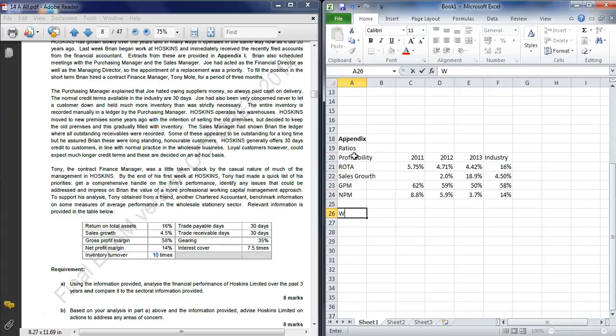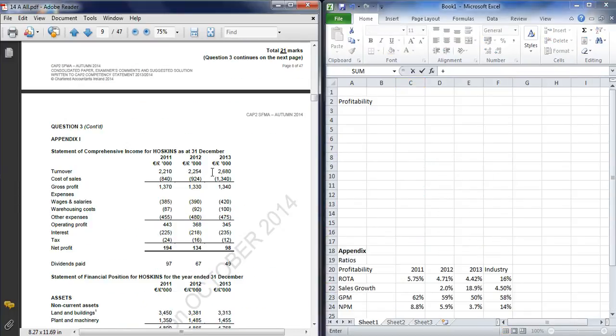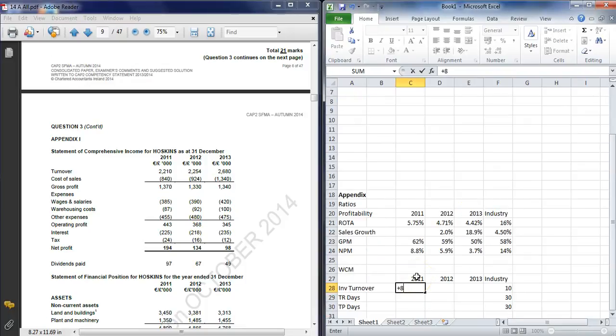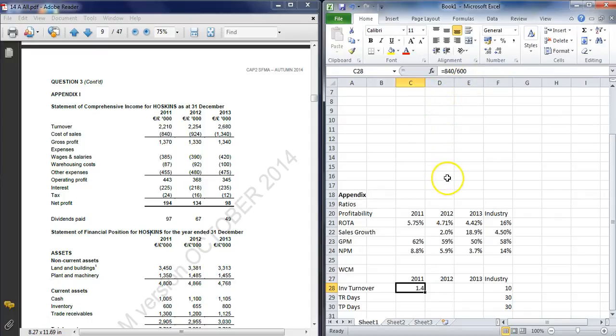The next one we'll call working capital management. So we have inventory turnover, trade receivable days, trade payable days. So we have the 3 years. Just copy this down. So this is a good practice in terms of 1, your calcs, but also 2, your interpretation. So both are 30 days. So inventory turnover is cost of sales over closing inventory. So in our case, it will be 840 divided by 600. So there it is 1.4 times.